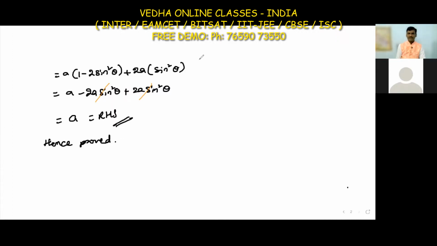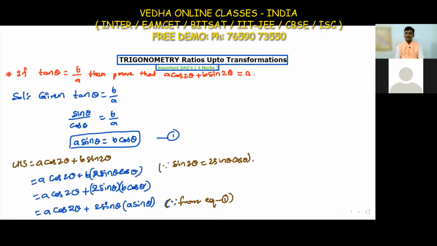Okay, so what formula did we use here? Cos 2 theta is equal to 1 minus 2 sin square theta. Remember the cos 2 theta formula. This is one of the most important formulas. Repeatedly, we use this in various different forms, in terms of sin, in terms of cos, in terms of both, and the half angle formula. So like that.